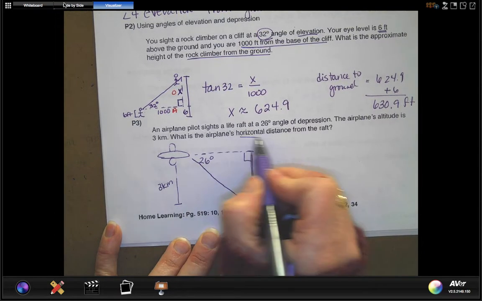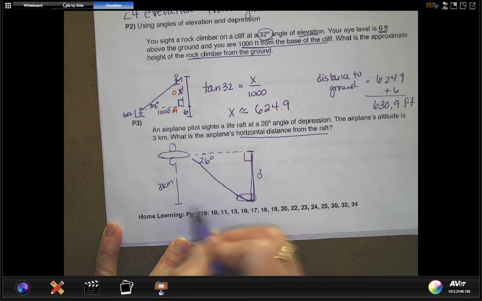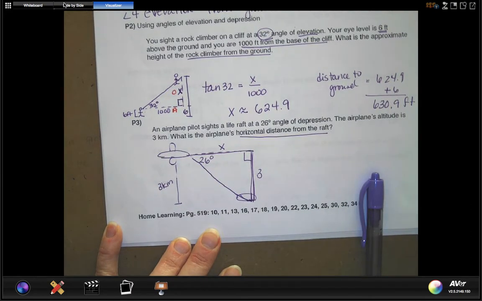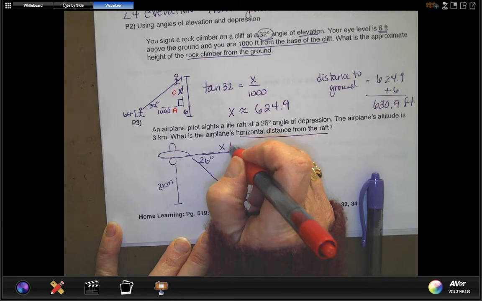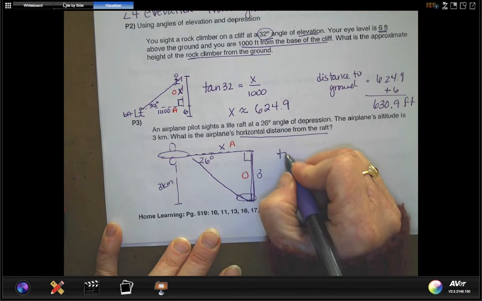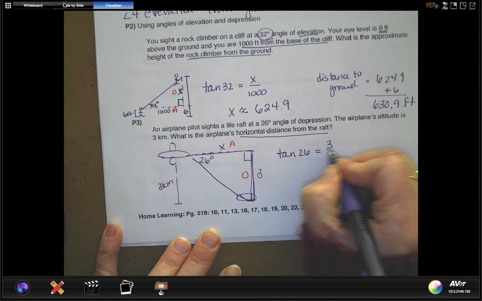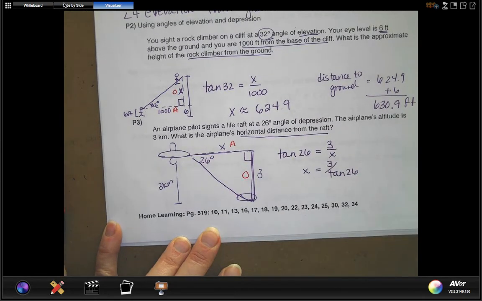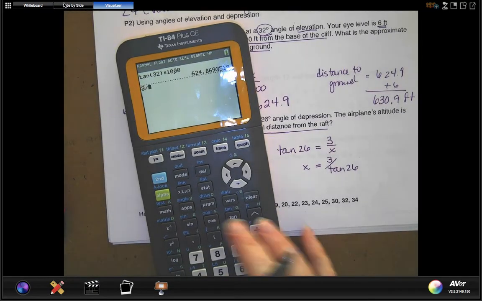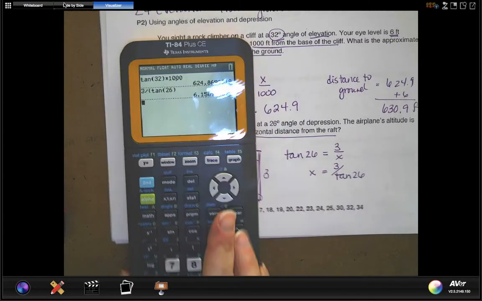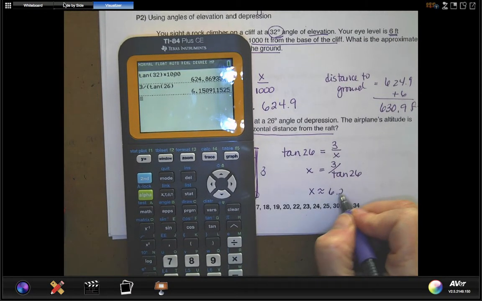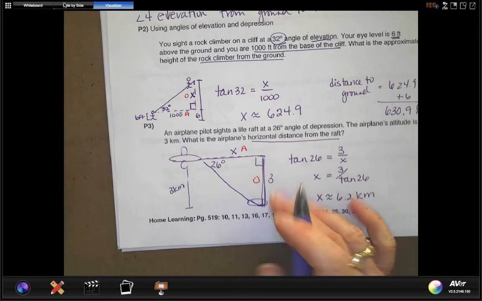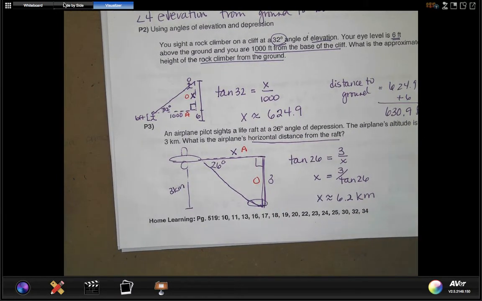And it says, what's the airplane's horizontal distance from the raft? So the horizontal distance, I just want to find this distance, or I can think about it as this if I'm looking at this triangle. Again, there's my angle, I have the opposite, I have the adjacent. So the tangent of 26 degrees is equal to the opposite over the adjacent. So x is 3 divided by the tangent of 26. I get x is approximately 6.2 kilometers. And I don't have to add anything extra to this one because I'm not looking at it from my eye level or anything like that. That's just where I'm at.